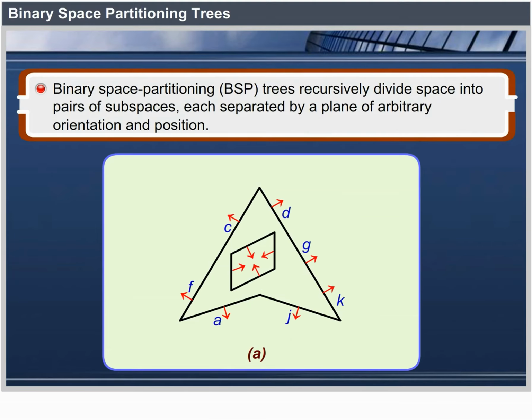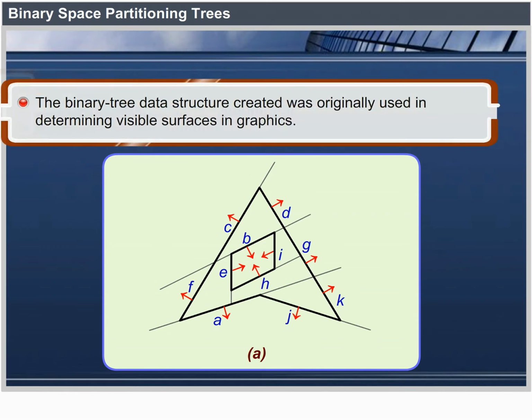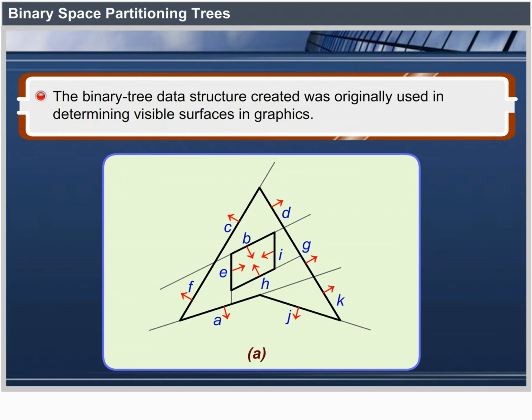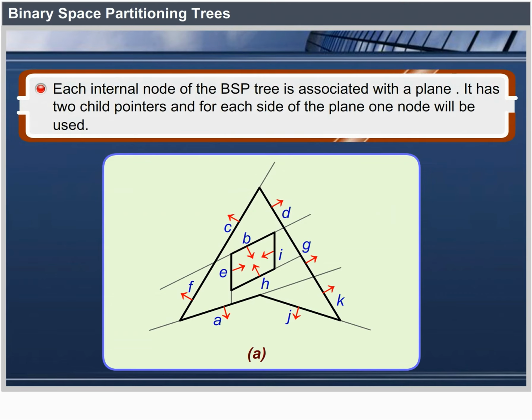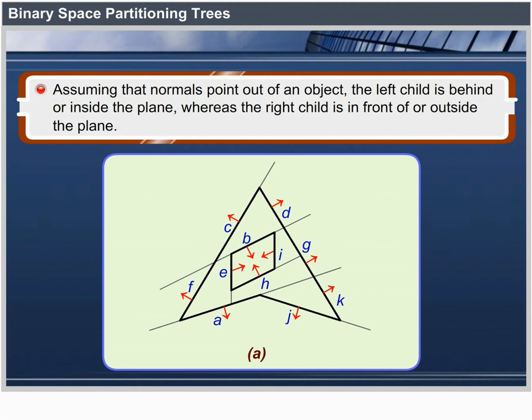Binary space partitioning (BSP) trees recursively divide space into pairs of subspaces, each separated by a plane of arbitrary orientation and position. The binary tree data structure created was originally used in determining visible surfaces in graphics. Each internal node of the BSP tree is associated with a plane and has two child pointers, one for each side of the plane. Assuming that normals point out of an object, the left child is behind or inside the plane, whereas the right child is in front of or outside the plane.